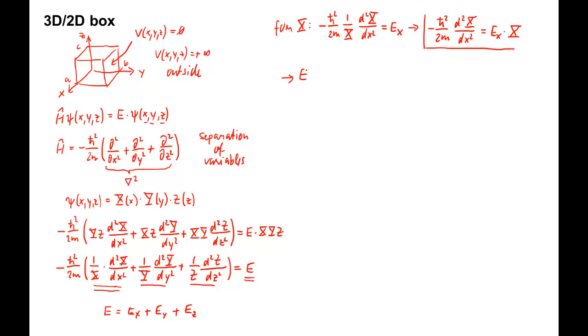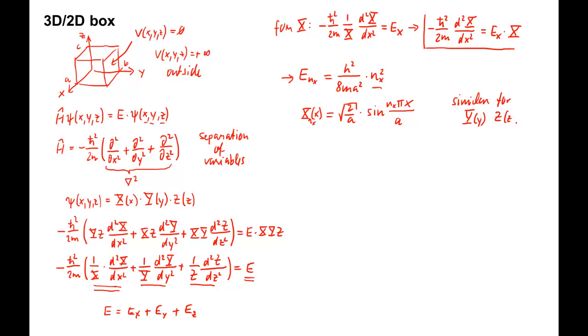The energies are E of nx equals h squared over 8ma squared times nx squared. We have labeled the quantum number nx to indicate that it relates to the x dimension. The corresponding energy eigenfunctions are uppercase X of nx equals the square root of 2 over a times the sine of nx pi x over a. Similar solutions are obtained for the other two functions, uppercase Y of y and uppercase Z of z.